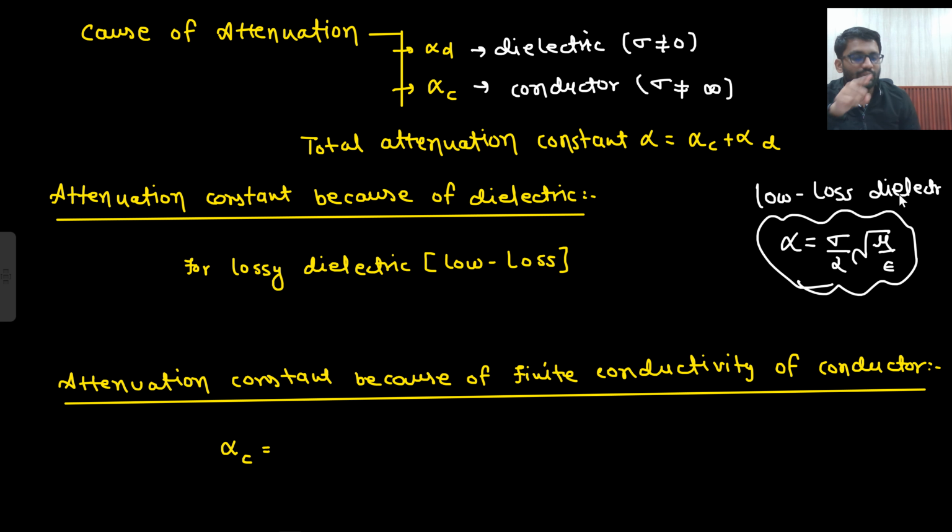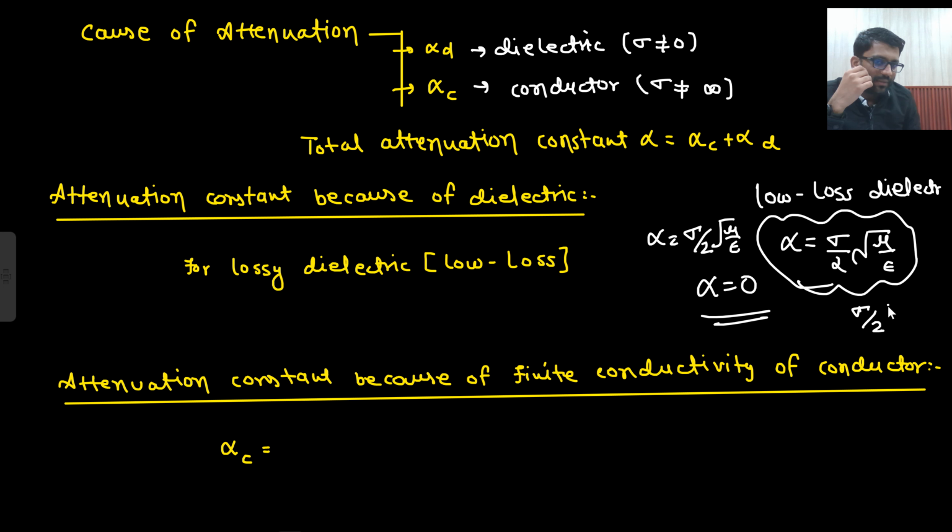For low loss dielectric. This is not for lossy dielectric. This is not for lossless dielectric. For lossless dielectric, alpha is 0. That means there is no attenuation. But for lossy dielectric, alpha is sigma by 2 under root mu by epsilon. Can I write it down in this manner? Sigma by 2 into intrinsic impedance, because what is intrinsic impedance? That is under root mu by epsilon only.